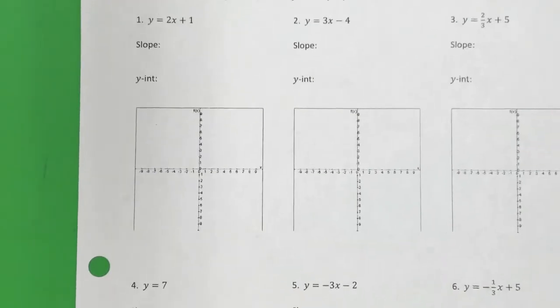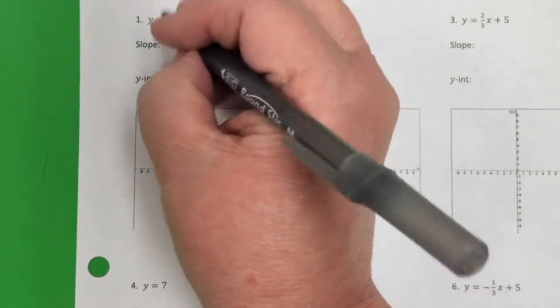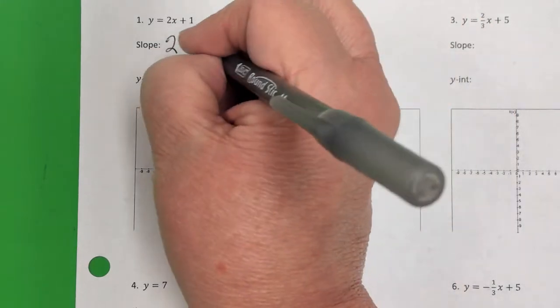Okay, let's try a few on the assignment. Let's go with number 1. We're not making a table. We're using the equation to graph in slope-intercept form. First, identifying our slope. Our slope is 2. That's the coefficient of x.